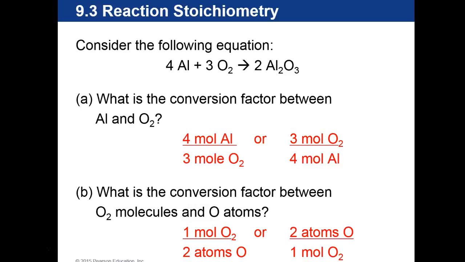Here are the conversion factors. We have 4 moles of aluminum per 3 moles of O2, or 3 moles of O2 per 4 moles of aluminum. They both mean the same. What is the conversion factor between O2 and oxygen? 1 mole of O2 per 2 moles of oxygen atoms, or 2 moles of oxygen atoms over 1 mole of O2.